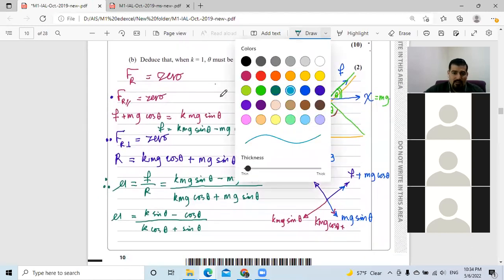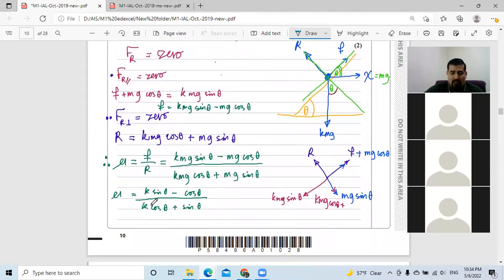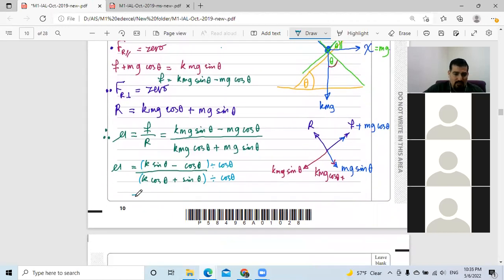So what I'll do, I'll divide the whole fraction here by cosine theta. And the same thing, all the denominator, I'll divide it by what? Cosine theta. So when I do this step, what will I get? K sine over cosine is tan theta, minus cosine divided by cosine is 1, all over k cosine theta divided by cosine theta, which is k, plus sine theta divided by cosine theta, which is what? Tan theta. And that's our target.